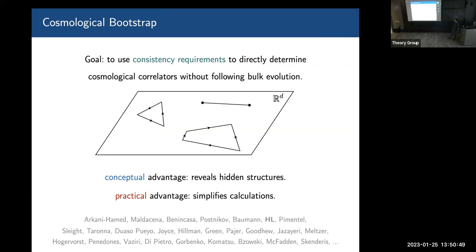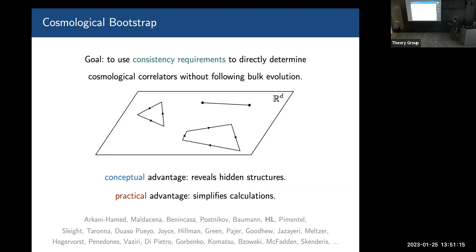So here we'd like to basically adopt the same strategy to try to determine these boundary correlation functions using some consistency requirements rather than following some bulk evolution. Okay. So there's a program called the cosmological bootstrap that has been developed over the last 5 years or so that precisely tries to implement this philosophy to do this kind of calculation.